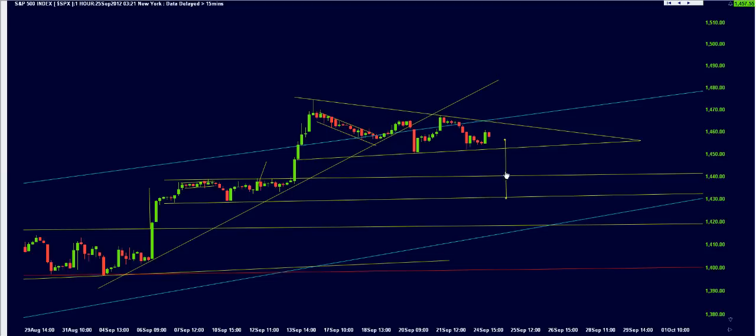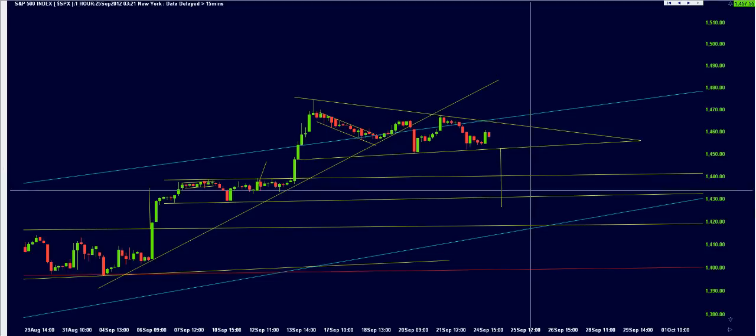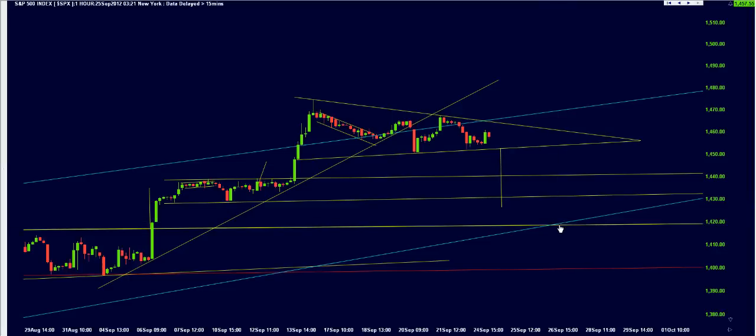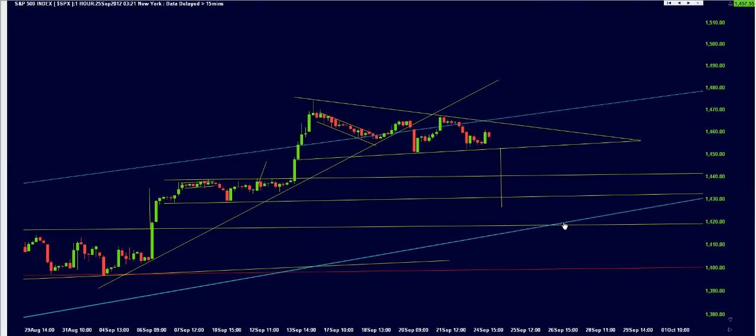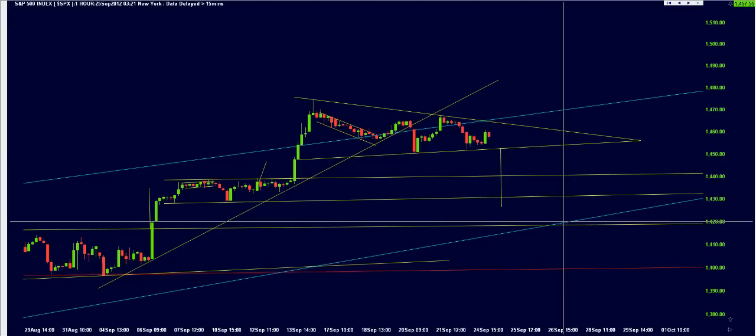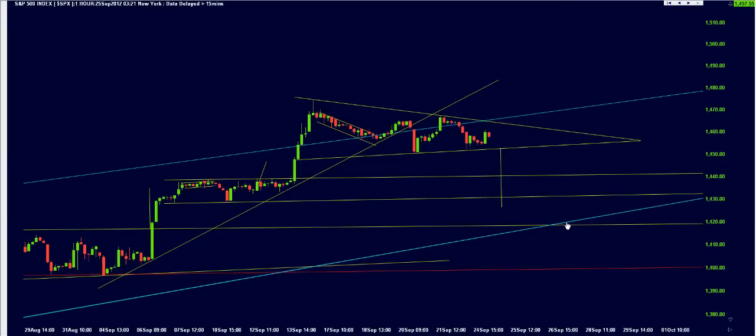If we break to the downside, the markets would take out these two areas here of support, and I would say that we would be heading down to this blue line to challenge this area here. Now, if this blue line was to break, we could expect that there may be some selling pressure.